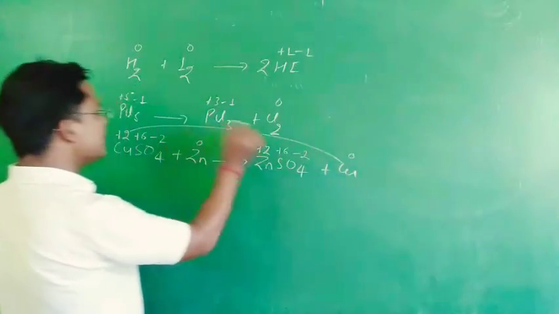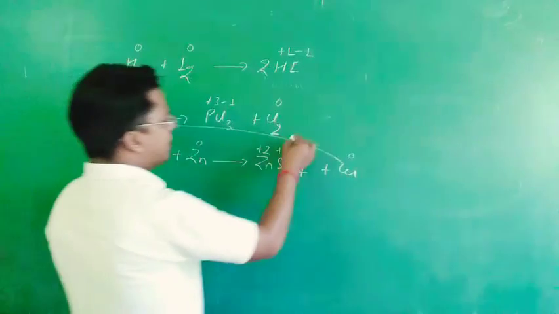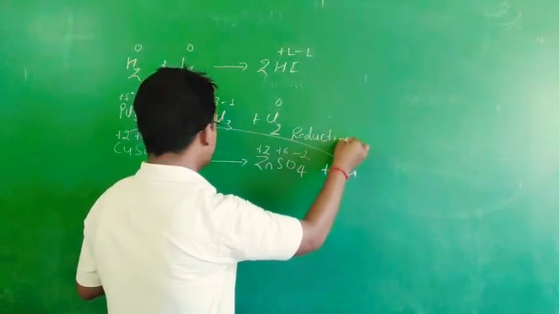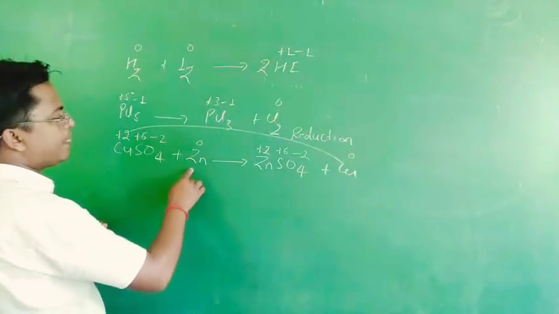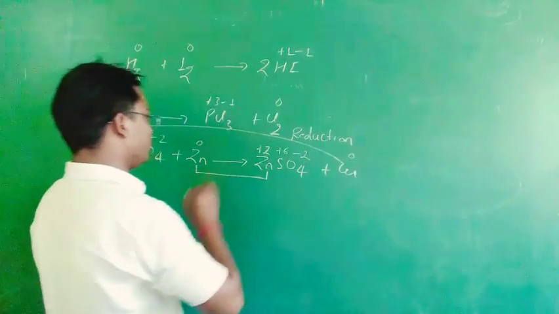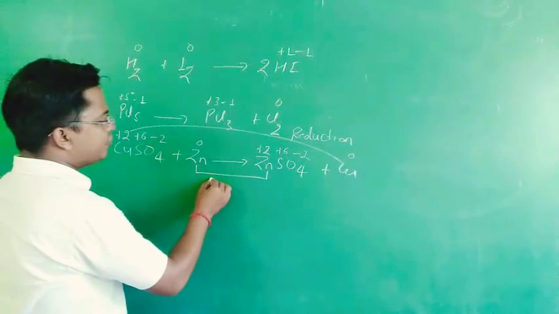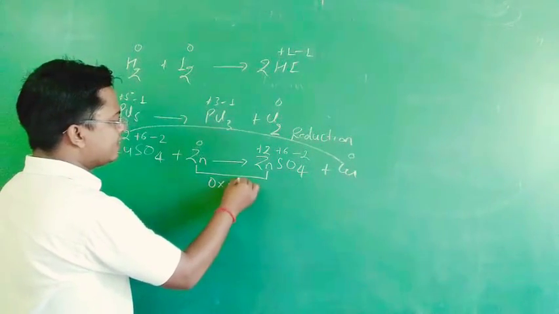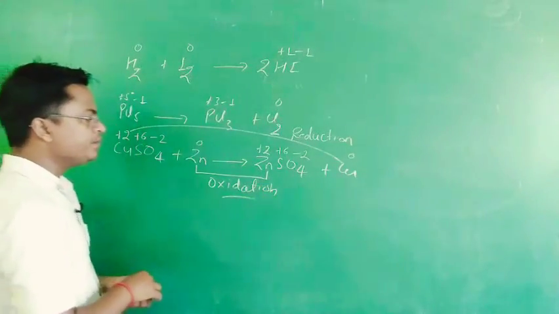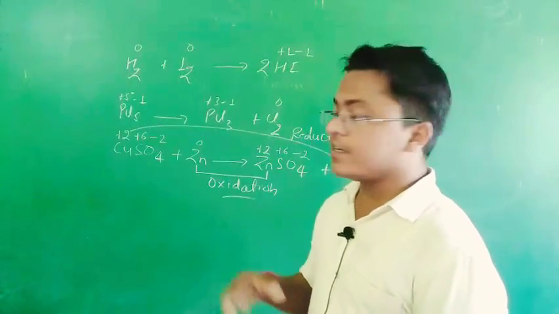There is a decrease in the oxidation state of copper, so there will be a reduction. Copper gets reduced in this reaction. If we talk about zinc, you can see zinc goes from 0 to +2. There is an increase in the oxidation state. That is why zinc gets oxidized in this reaction. So there is an oxidation of zinc in this reaction. So this is the displacement as well as redox reaction.